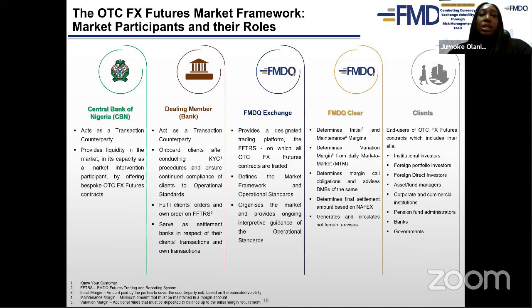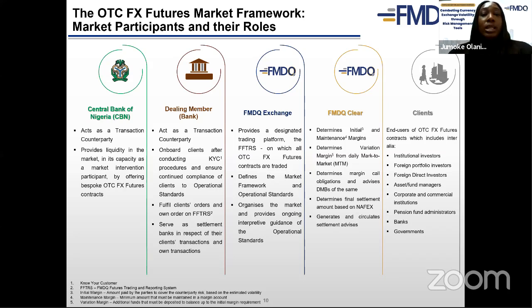So, participants in this market, a few of whom I have mentioned in my introduction. To give a more detailed explanation, what we've done is outline who the participants in the market are and the role they play in the Naira settled OTC FX futures market. This market was developed in conjunction with the Central Bank of Nigeria, who has the ultimate regulatory responsibility of the foreign exchange framework in the Nigerian economy.